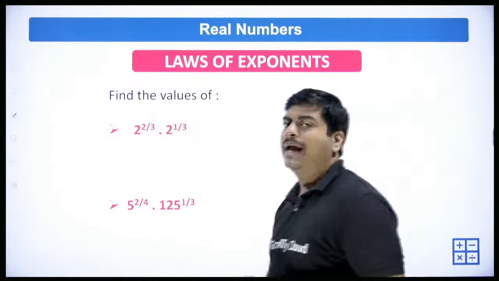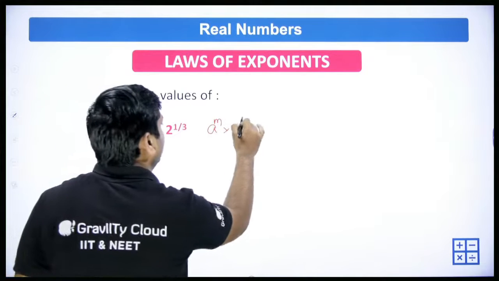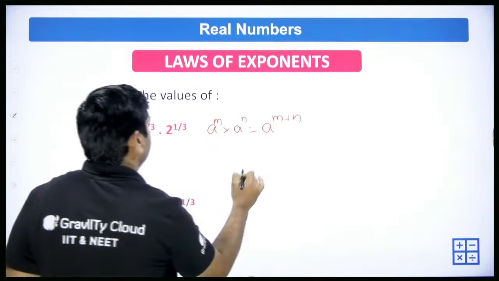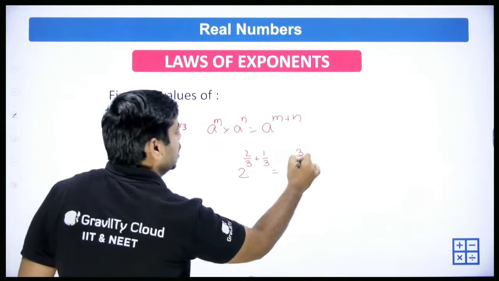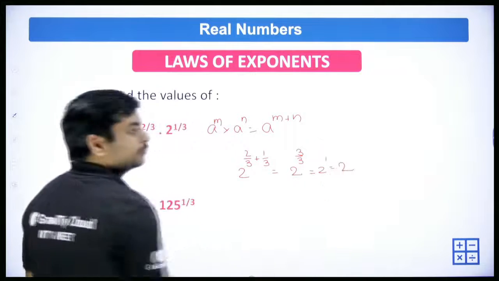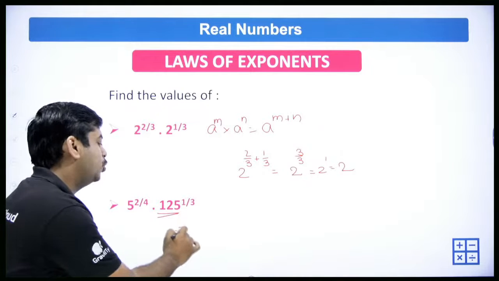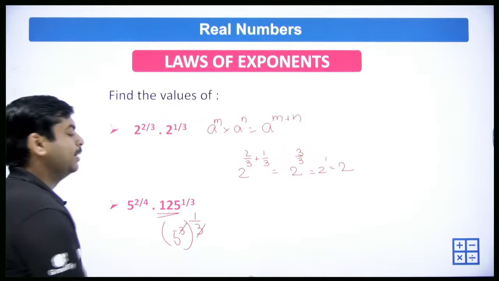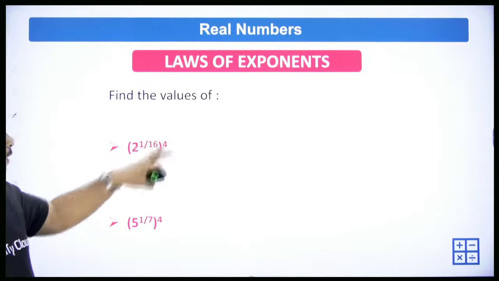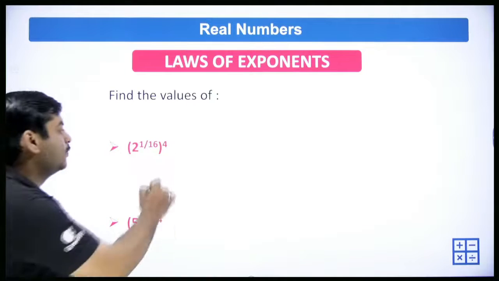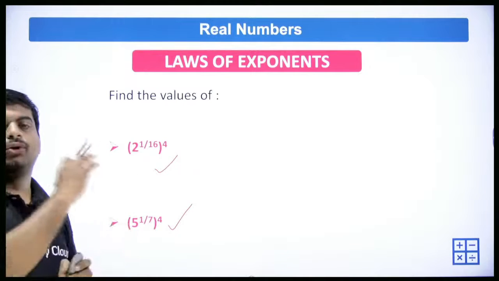a power m into a power n, the formula is a power m plus n. So it is 2 power 2 by 3 plus 1 by 3, which is 2 power 3 by 3, which is equal to 2 power 1, which is 2. We discussed all this yesterday. In the same way, 125 can be written as 5 cube whole power 1 by 3, so 3 and 3 get cancelled. The same way we discussed 2 power 1 by 16 whole power 4, 5 power 1 by 7 whole power 4. All this we have already discussed in yesterday's class, so I'm not covering it now. If you have any doubt, just go through the previous class.